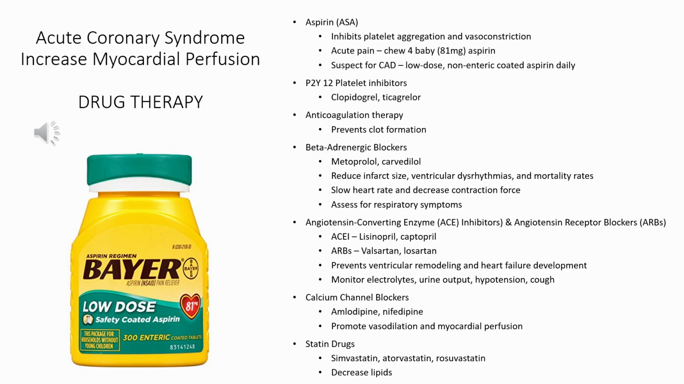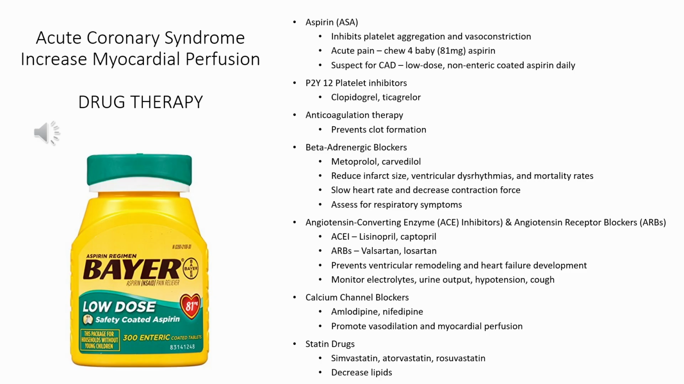And usually we put patients on ACE inhibitors or ARBs within 24 hours of their cardiac event. These medications reduce blood pressure and they reduce the workload on the heart. However, we need to closely monitor potassium levels, urine output, and we need to watch for hypotension or, again, that persistent dry cough, all of which are very common to those ACE inhibitors.